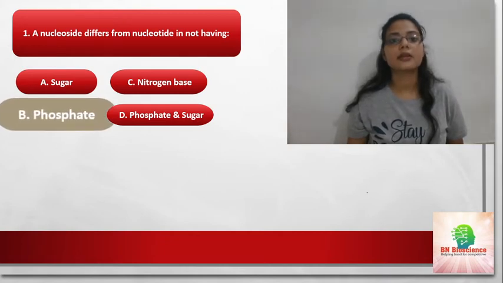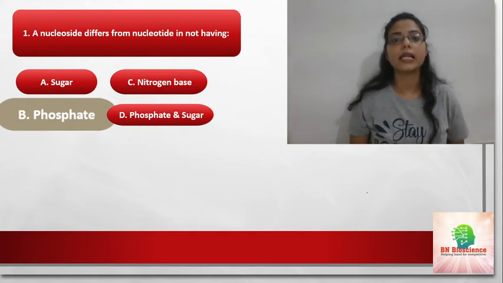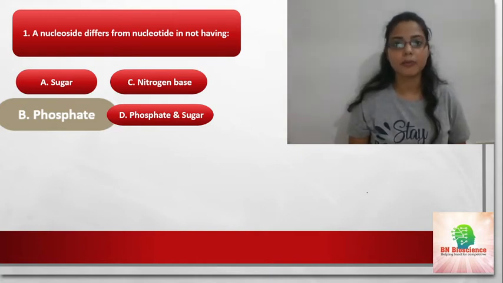So students, nucleotide, it is the DNA or the RNA. Usually it consists of a sugar part. So DNA consists of the deoxyribose sugar and RNA consists of the ribose sugar. Apart from that, it consists of nitrogen bases and a phosphoric molecule, that is the phosphate. So if the phosphate is not present, it is called as nucleoside.